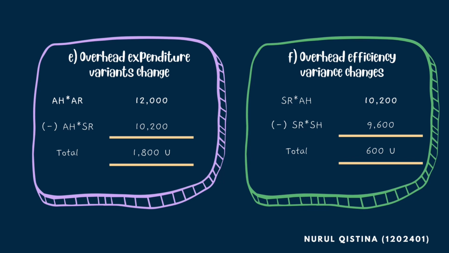Meanwhile, to determine the overhead efficiency variance in question F, 3 ringgit standard rate times 3,400 actual hours, we will get 10,200. After that, minus 9,600, which is the 3 ringgit standard rate times 3,200 standard hours that were already calculated in the previous slide. Then the total we will get is 600. In this case, the variance is unfavorable because the actual cost is higher than the standard cost.